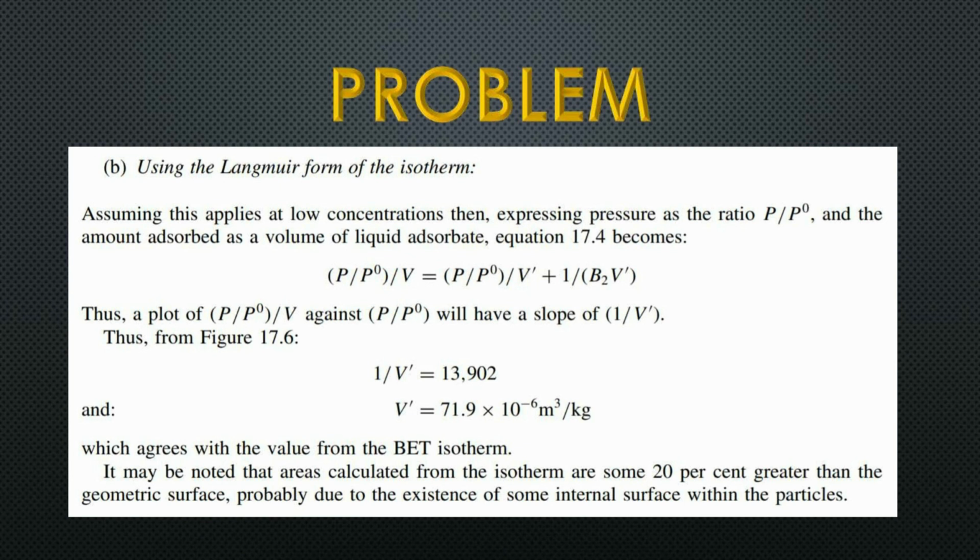We will recalculate the values from the table given in the problem and plot them on a graph. We obtain the slope as 1 over V prime, which is 13,902, and calculating for V prime, we obtain 71.9 times 10 to the power of negative 6 meter cubed per kilogram, which coincides with the value we obtained using the BET isotherm. It may be noted that the areas calculated from the isotherm are some 20% greater than the geometric surface, probably due to the existence of some internal surface within the particles.